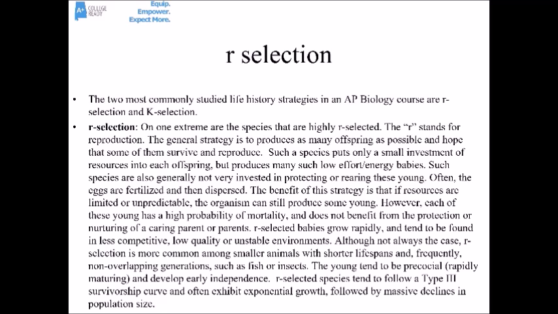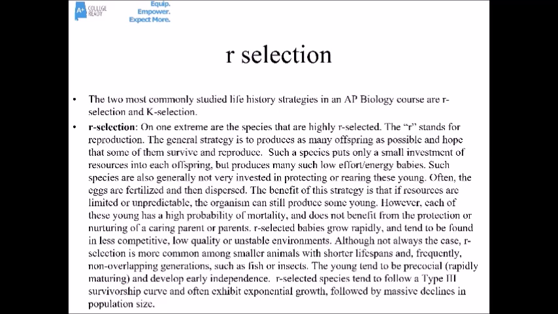So let's start with r selection. The little r here stands for reproduction. The general strategy of organisms that follow r selection is to produce as many offspring as possible and hope that some of them survive and reproduce and pass on those genes to the next generation.